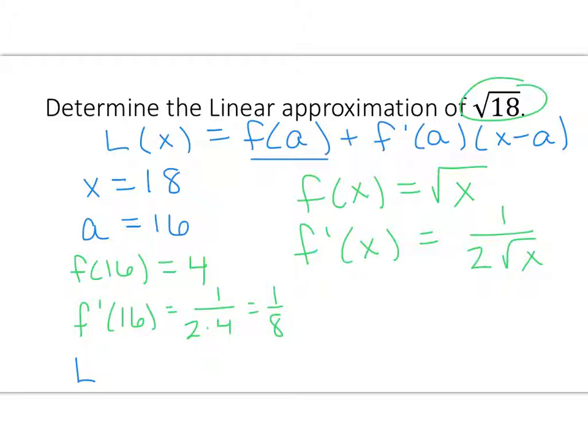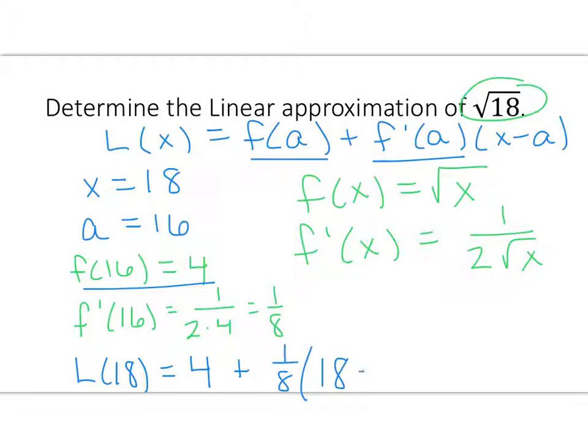So I want L of x, so my linear approximation for 18 is going to equal f of a, which is 4, plus f prime of a, which was 1/8, times x minus a, 18 minus 16. So now I have 4 plus 1/8, 18 minus 16 is 2, 2 times 1/8 is 1/4. So this is approximately 4.25. And if I go to my calculator and I plug in the square root of 18, we'll find that we're pretty darn close to having the correct value for the square root of 18.